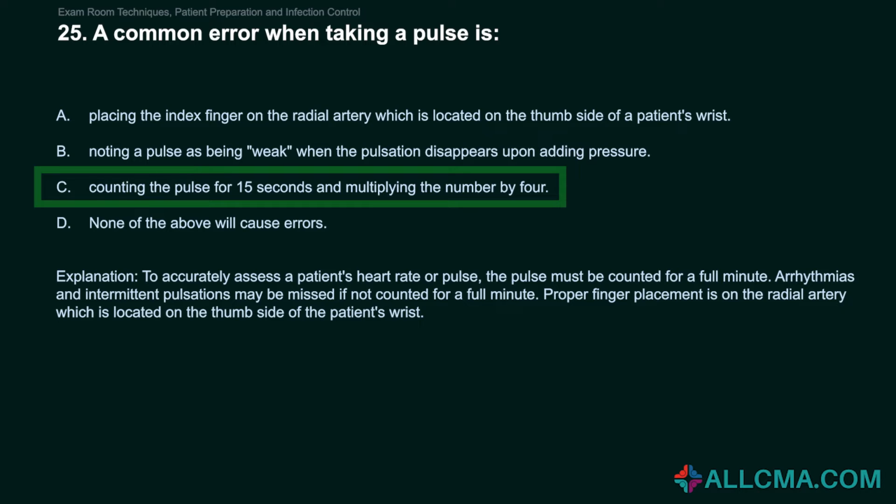Proper finger placement is on the radial artery, which is located on the thumb side of the patient's wrist.